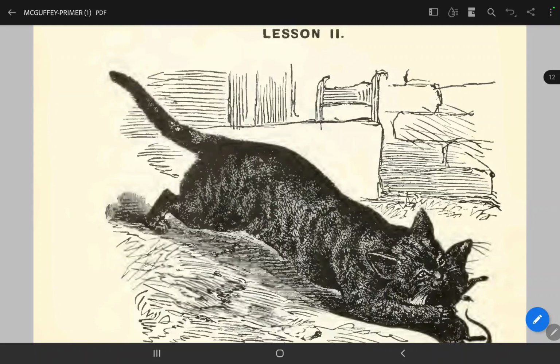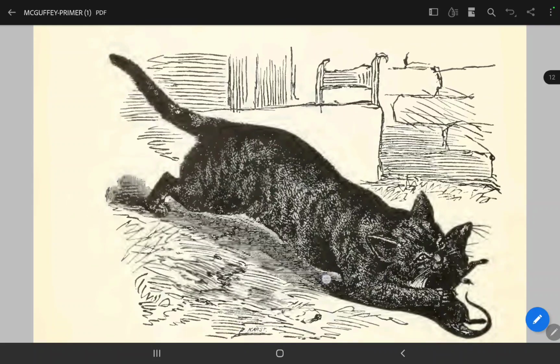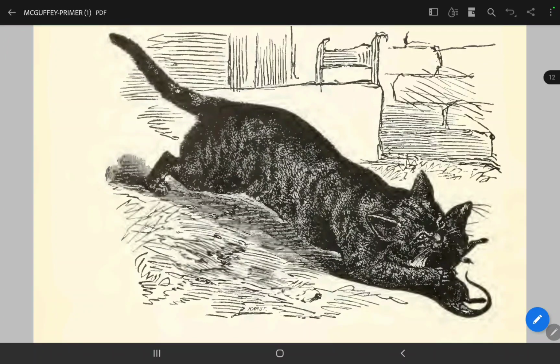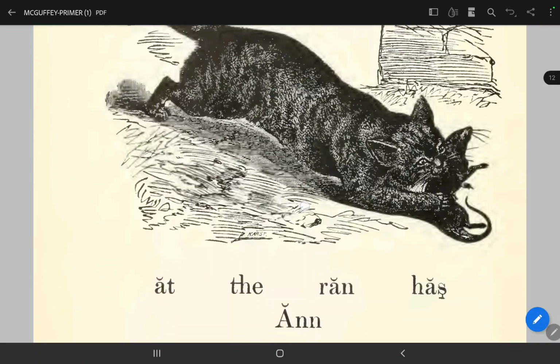The first thing we're going to do in this lesson is to look at the picture. You can see that we have a picture here of a cat catching a rat. So you can know that this lesson is going to be something about a cat getting a rat. Next, let's look at the lesson.